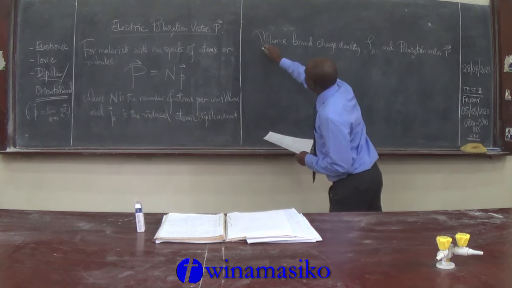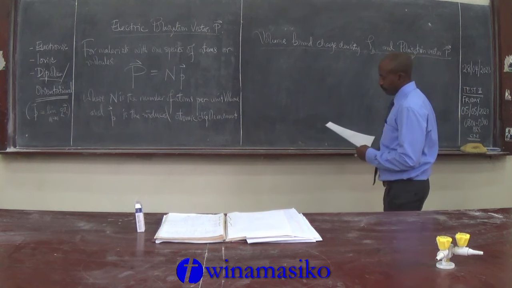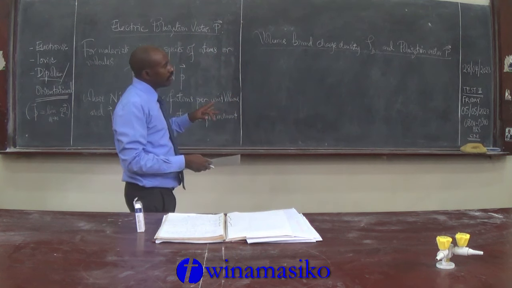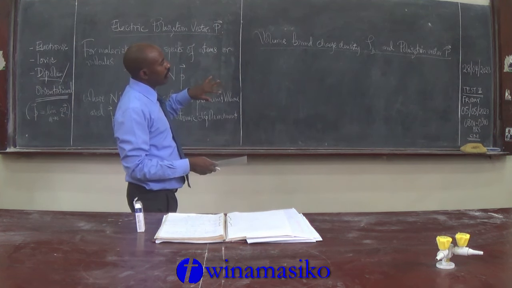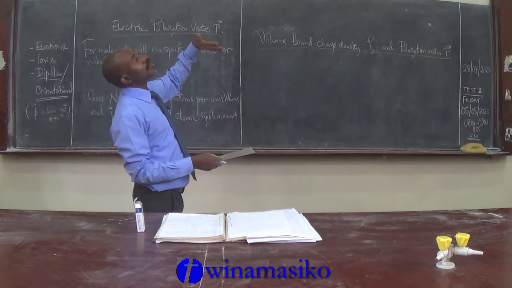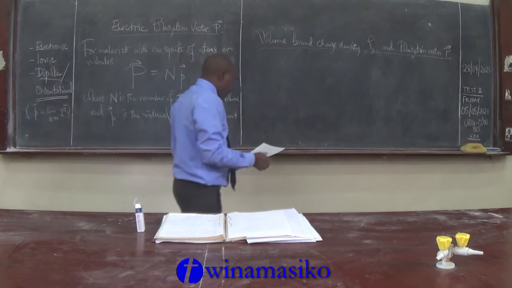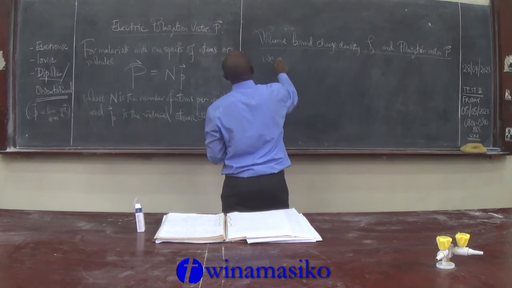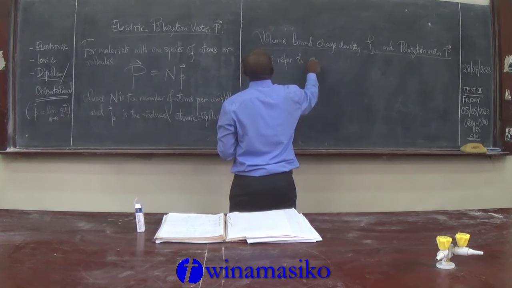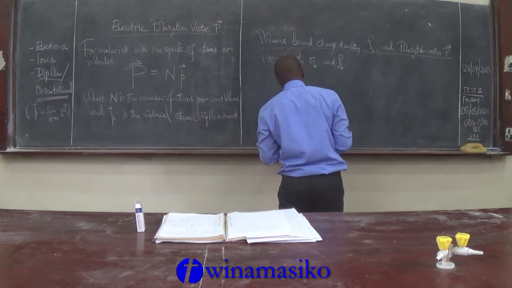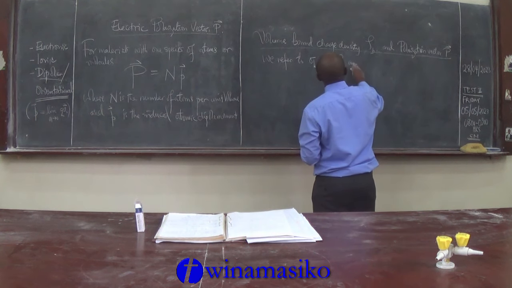So we want to know how these two are related. We refer to this as bound. When we have a material being polarized, charge is bound to be there because it was induced by free charges. So we refer to sigma b and rho b as the bound charge densities.